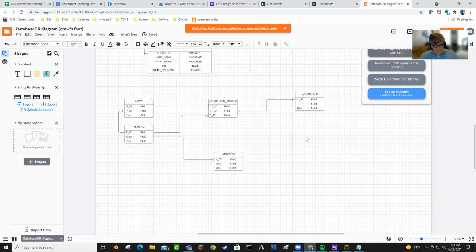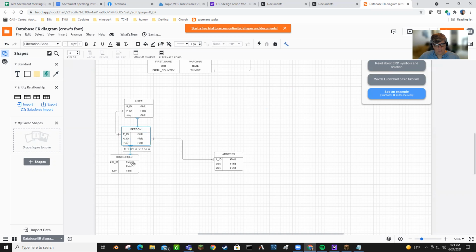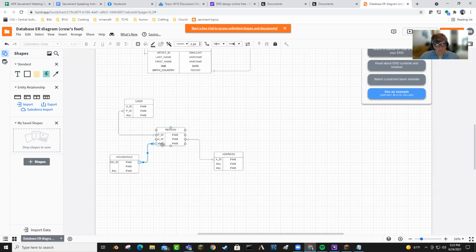Or like I said, you could just have it to where you get rid of this, link this up here, and do it this way. This would work as well. Like I said, my only complaint would be that if a person wasn't in a household, this would be null here, and that's not cool. We don't like null fields if we don't have to have them.